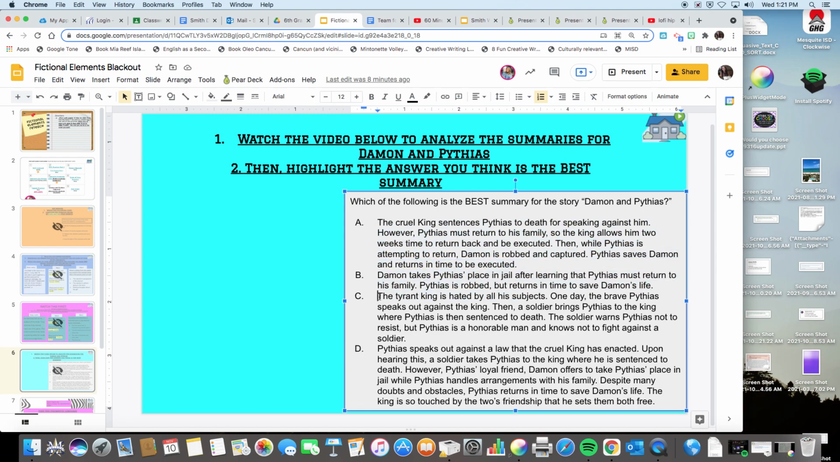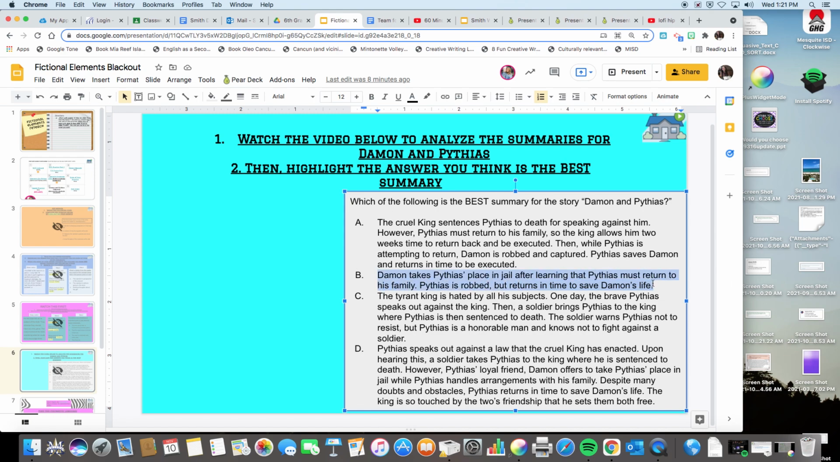So you're left with answer choice C right here, and answer choice D. So on your own now, I want you to read the summary for option C and the summary for option D and see which one of those actually includes all of the most important parts of the plot in order. Good luck, y'all.